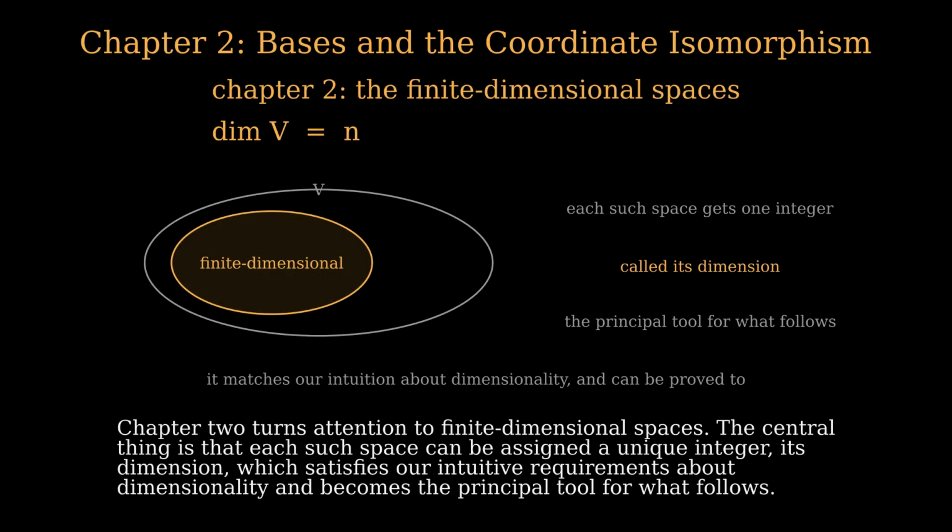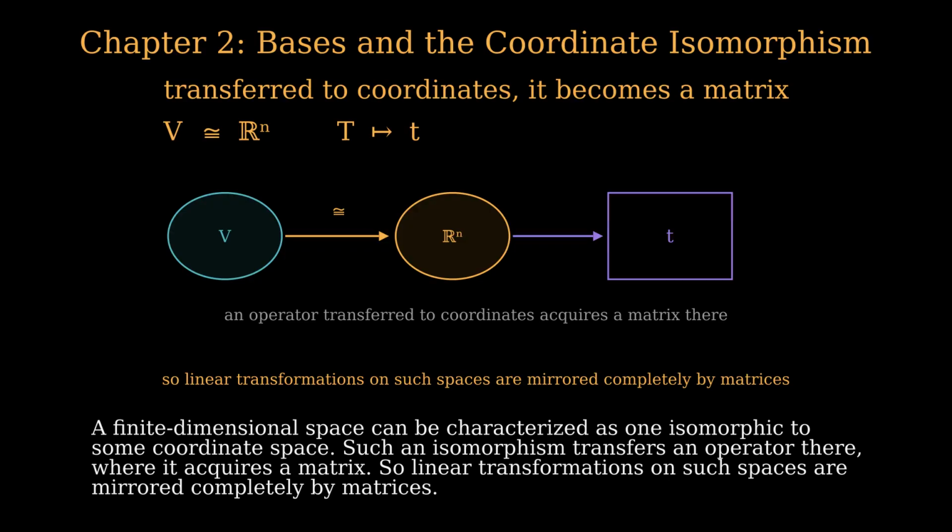Chapter 2 turns attention to finite-dimensional spaces. The central thing is that each such space can be assigned a unique integer, its dimension, which satisfies our intuitive requirements about dimensionality and becomes the principal tool for what follows. A finite-dimensional space can be characterized as one isomorphic to some coordinate space.